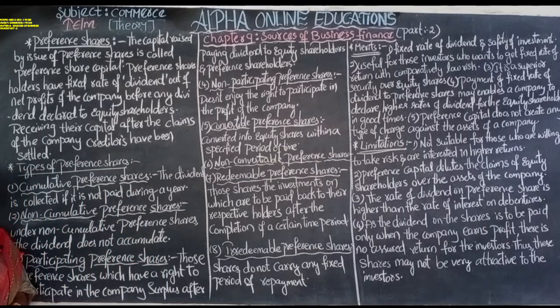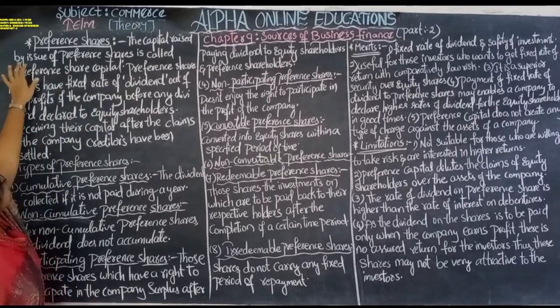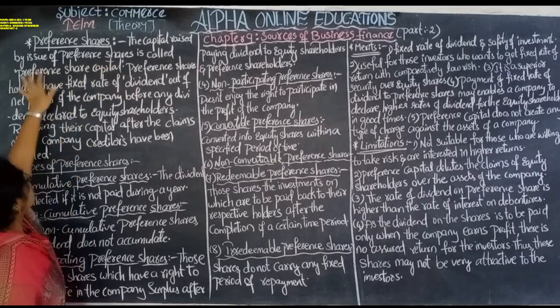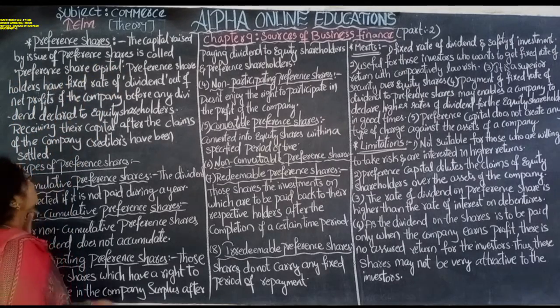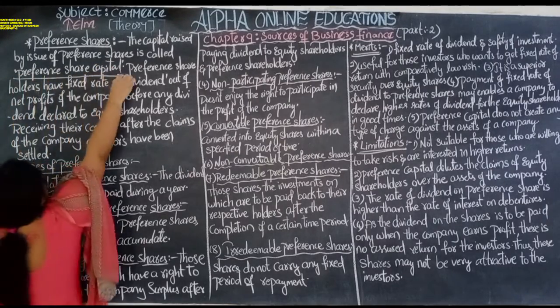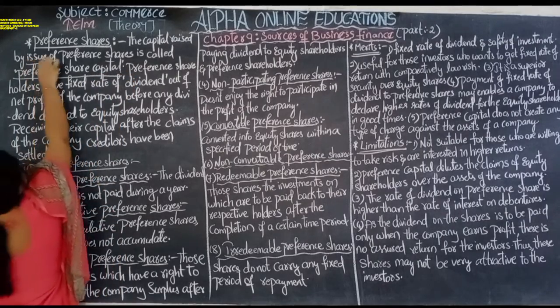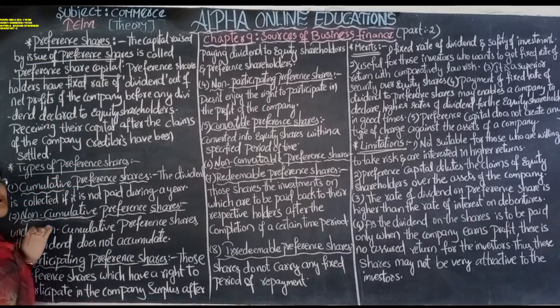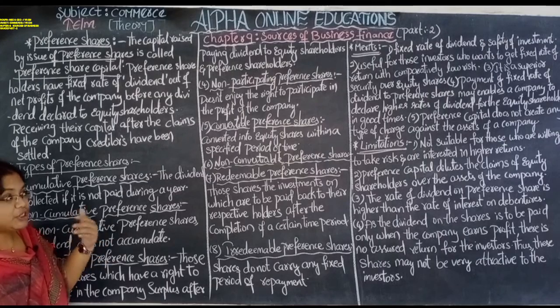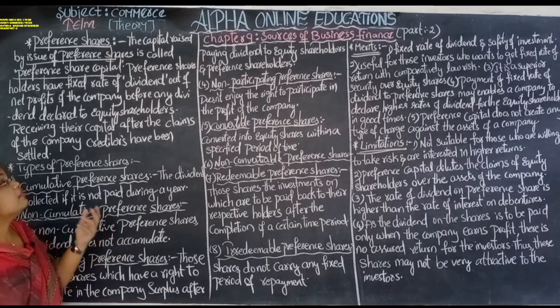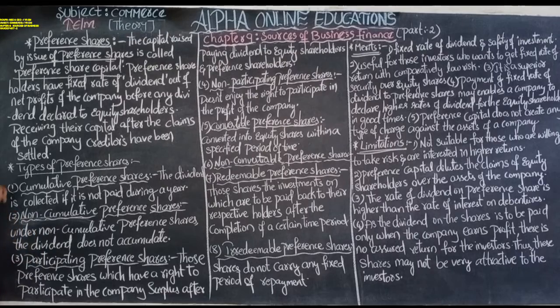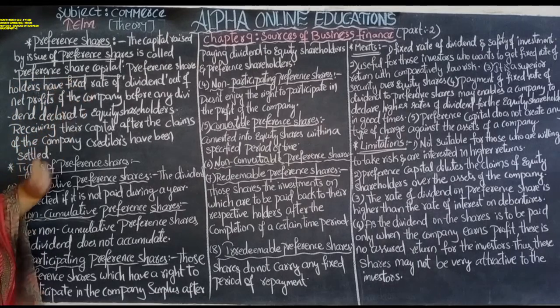In the previous session we discussed equity shares, and in this session we are going to discuss preference shares. So let us see what preference shares are. The capital raised by the issue of preference shares is called preference share capital. When we raise capital by issuing preference shares, that capital is known as preference share capital.